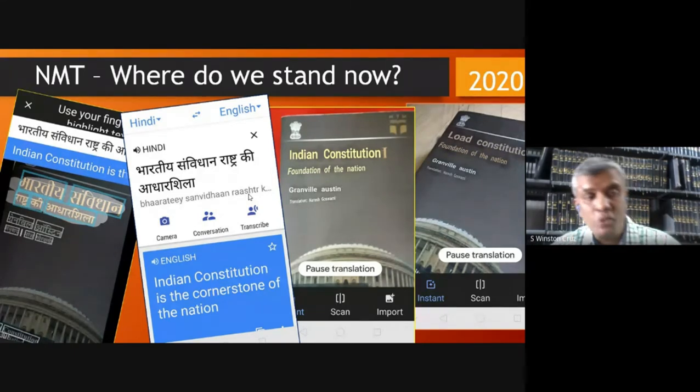So I'm using the Hindi translation of the original one and trying to go back. That's what I'm trying to do. Bharatiya Samvidhan Rashtra ki Adarsh. It has missed out on the title and subtitle. Cornerstone of a Nation is below. But it is putting it together, therefore there's slight confusion. Indian Constitution is the cornerstone of the nation, it is taking it as one sentence. But otherwise, it is fair enough for me to get an idea.